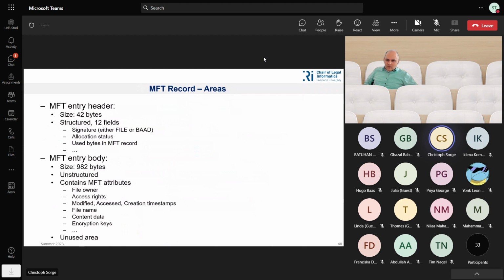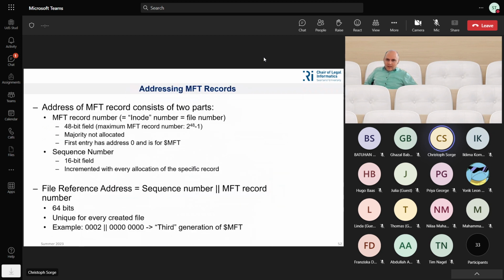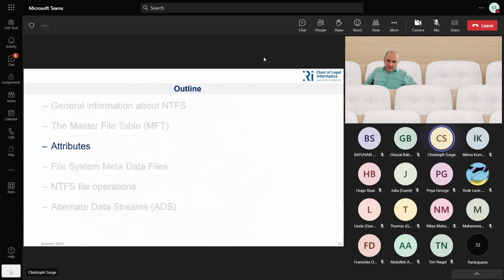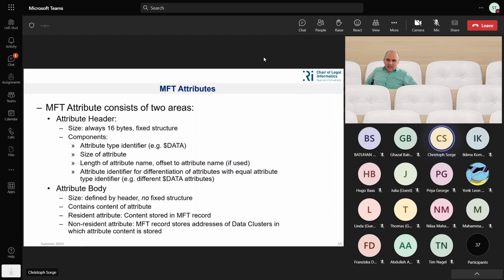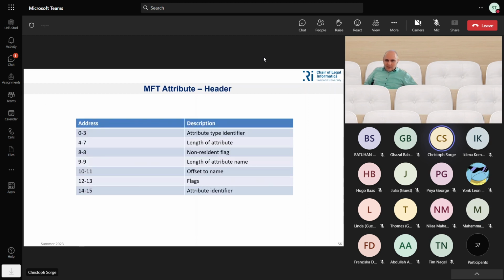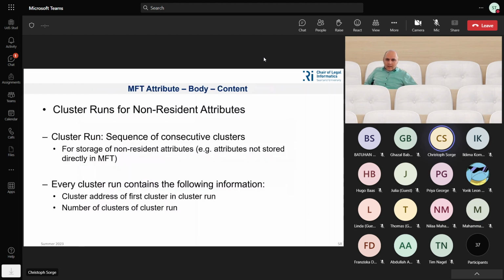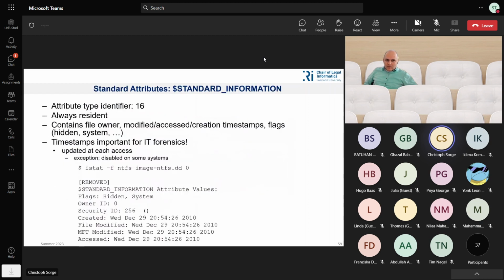So topics were the master file table as the main data structure and how that looks, where you have basically one entry for each file. We talked about addresses, and we talked about attributes. In the MFT, for each entry we have a header, and then we have the attributes, and each attribute, once again, has a header and a body. And we looked at some examples for attributes.